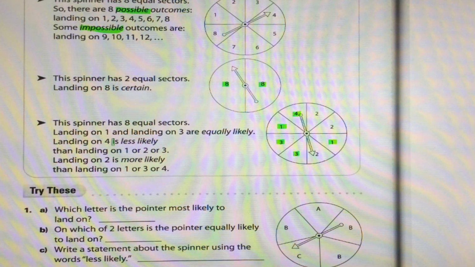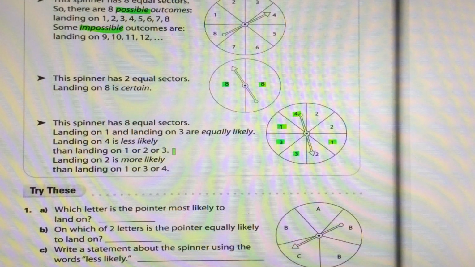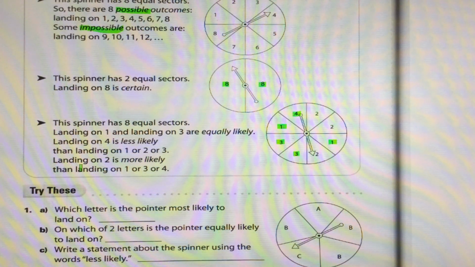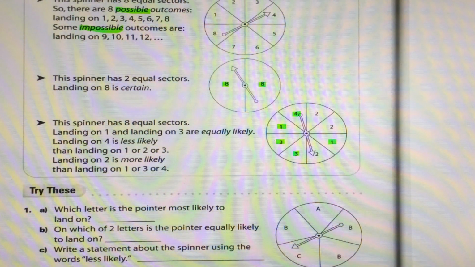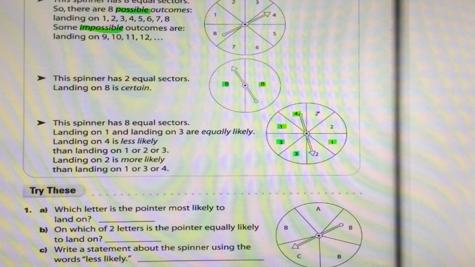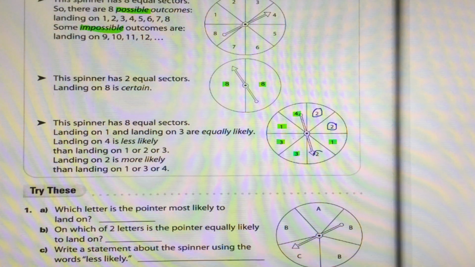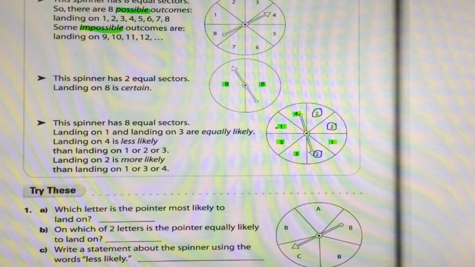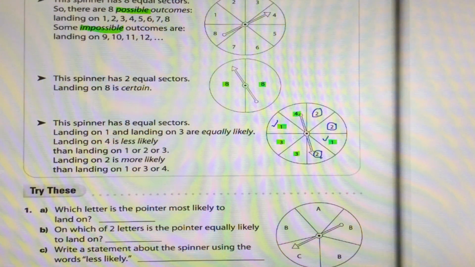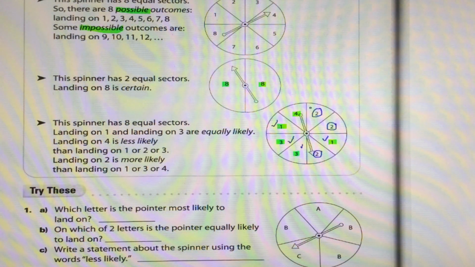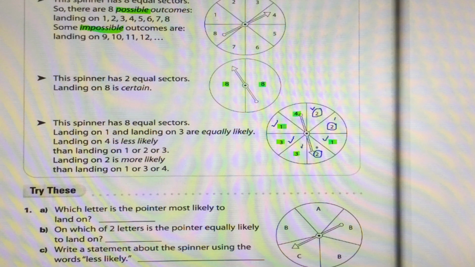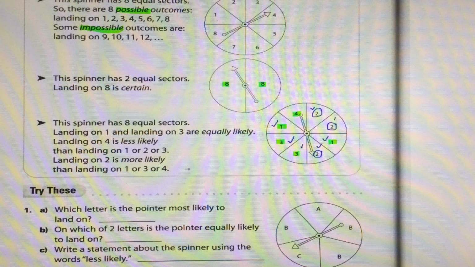It also says landing on 4 is less likely than landing on a 1 or a 2 or a 3. So what's left here is landing on a 2. It says landing on a 2 is more likely than landing on a 1 or a 3 or a 4. If you take a look at it, that totally makes sense, because we have a 2 there and a 2 there, but we also have a section down here that has a 2 in it. So with 1s, we have 1, 2. With 3s, we have 1, 2. And with 2s, we have 1, 2, and 3. So landing on a 2 is more likely than landing on 1 or 3 or 4.